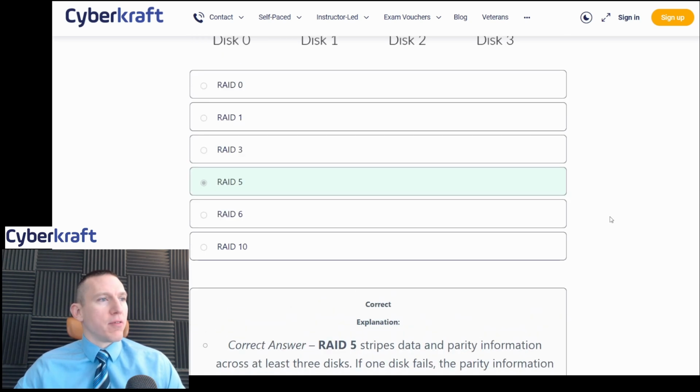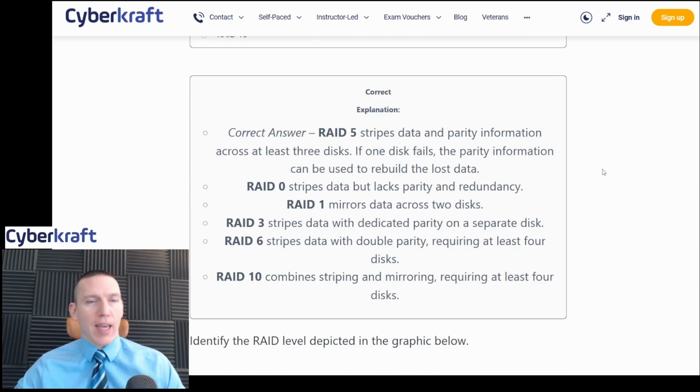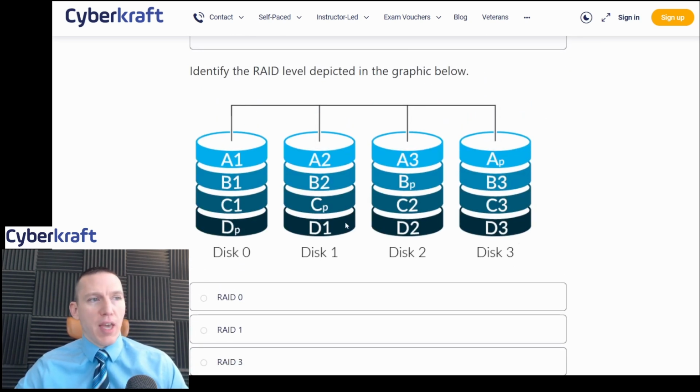RAID 5 has that striping and parity information. You have to have at least 3 disks for RAID 5. So we have 4 disks here. You need at least 3 because RAID 5 will work if 1 disk fails. So you need at least 3 disks for that to continue operating, to replicate the information across the 3. So we can envision this with just 3 disks. You can have more than 3, but you have to have at least 3 for a RAID 5 configuration.